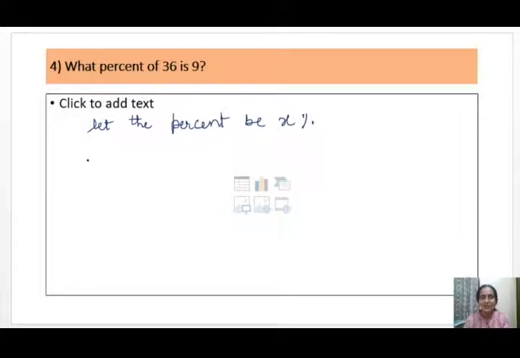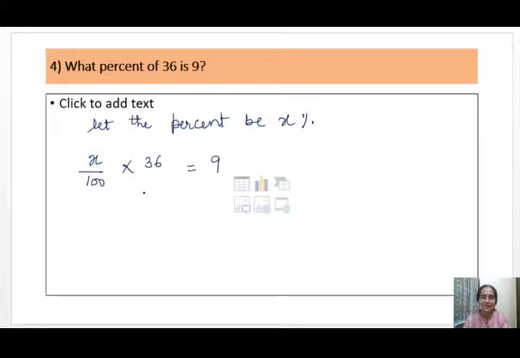You have to get the equation to find out the unknown quantity. That is a rule of simple equation, right? So what percent of 36 is 9? What percent means x percent, x% is x by 100 of 36. Of means multiplication. x by 100 into 36 is equal to 9. You have translated the word statement to equation. Now you got the equation. Now you have to follow simple equation rules to find out the unknown quantity.